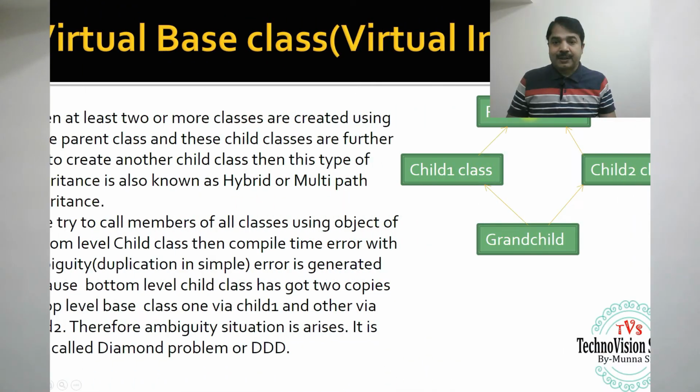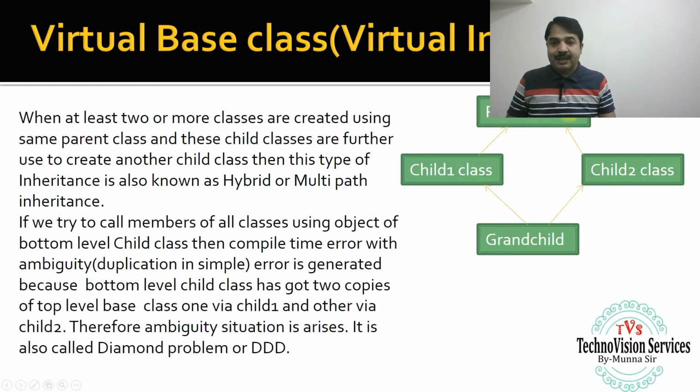This diagram is saying when we are using any parent class to create two child classes, suppose child 1 and child 2, and again these child classes are further used to create another child class, or we can say grandchild class. Then what does the theory say? When two or more classes are created using the same parent class, and these child classes are further used to create another child class, then this type of inheritance is also known as hybrid or multipath inheritance.